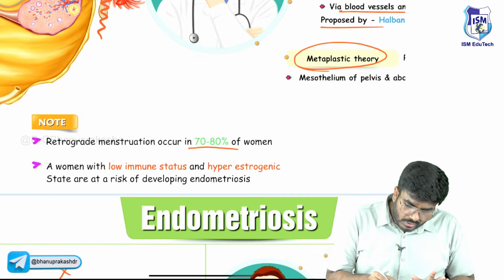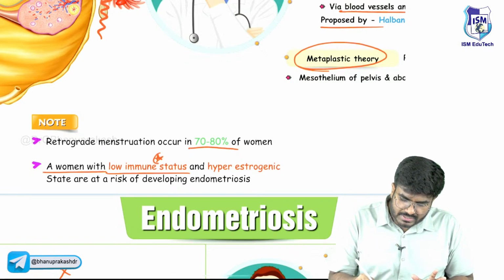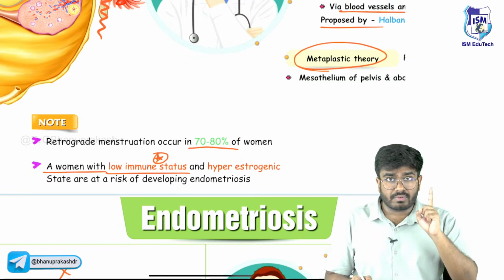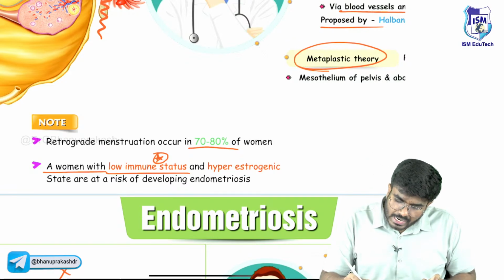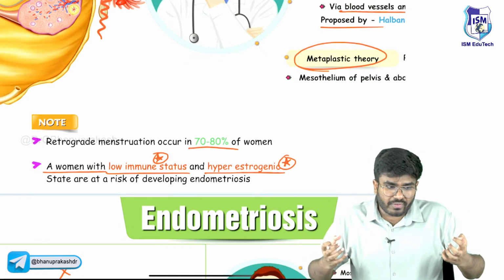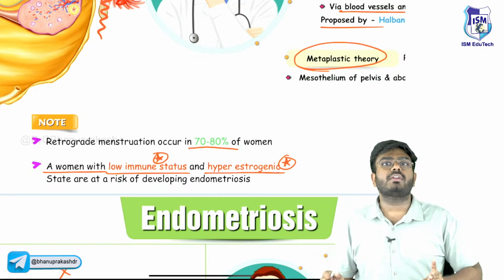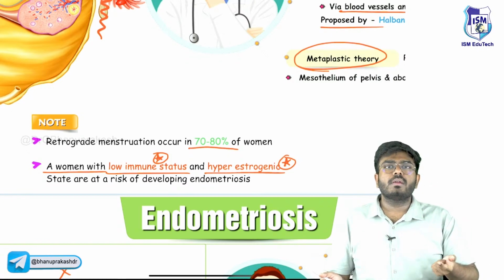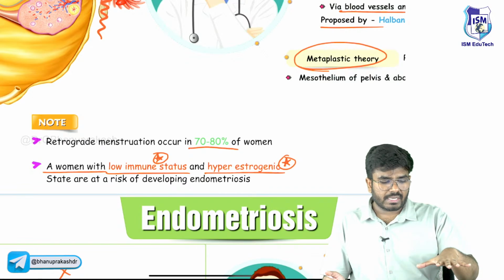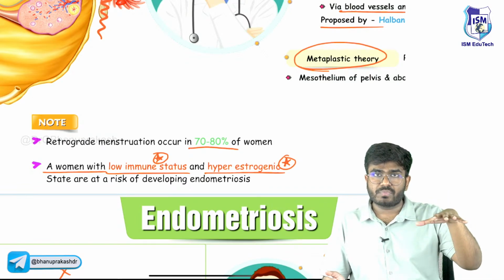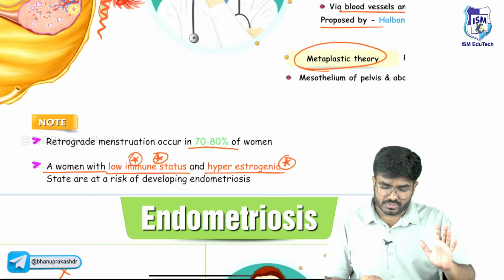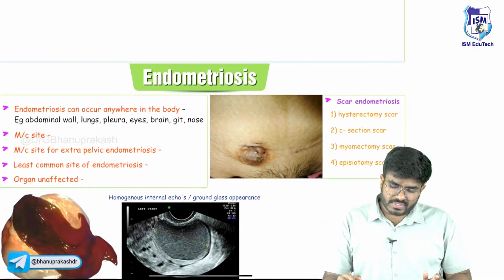Why? Because that female who is having low immune status, which means she is immunocompromised, is one prerequisite. She is immunocompromised and she is having hyperestrogenic states, means she is having lots and lots of estrogen in her body which favors the growth of endometrium. So two things are required, not just the retrograde menstruation. What she requires is a hyperestrogenic state. Hyperestrogenic states means conditions where the estrogen levels are very high. So hyperestrogenic states and immunocompromised females are at risk of developing endometriosis. Okay, so these are the points which I want you to know.